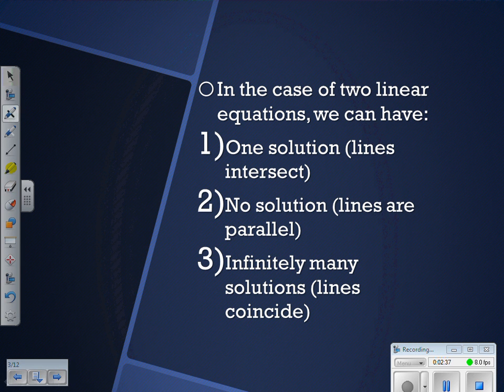So again, no solution: you're going to end up with something at the end like 0 equals 4. You know that's never true. It's no solution. Infinitely many, you'd get something like 0 equals 0. Well, that's always true, so infinitely many.